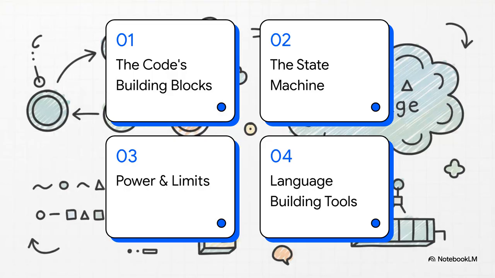So, what's our game plan? First, we'll get to know our Lego bricks, the fundamental building blocks of all this. Then, we'll meet the builder, a simple little machine that can follow instructions. After that, we'll figure out what this machine is really good at, and maybe, more importantly, what it can't do. And finally, we'll open up the toolbox and see how we can build even cooler stuff.